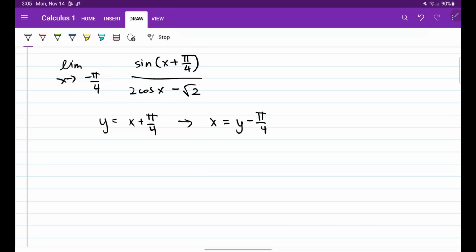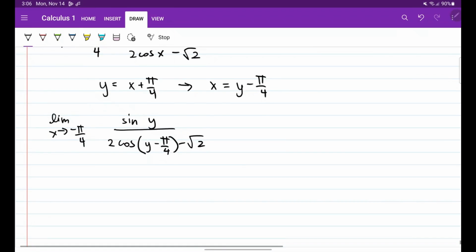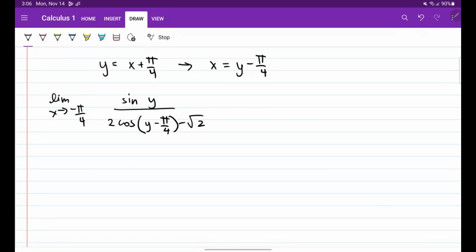Okay? So, bakit yan important? So, gagawin natin ngayon na rewrite natin yung limit as x approaches negative pi over 4 to be sine y, okay? y is equal to x plus pi over 4. Then, yung denominator is 2 cosine y minus pi over 4 minus square root of 2. Okay, so now we have this new limit, no?